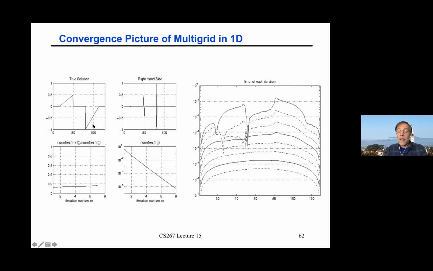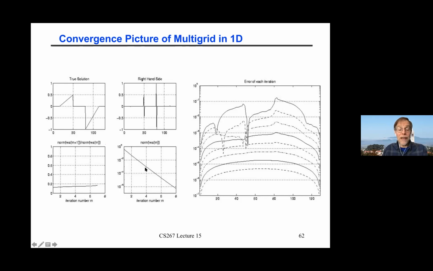So let me just show you some convergence plots. Here in 1D is the true solution. And here's the right-hand side. The right-hand side is basically 0 everywhere except for a +1, -1, a +0.5, -0.5, +1, -1. And what I'm going to show you is how fast it converges. Here is a plot of the norm of the residual at step m+1 divided by the residual at step m. And you can see it's always less than about 0.2. That means the error is going down by about 0.2 at every step. Nice, fast convergence rate.